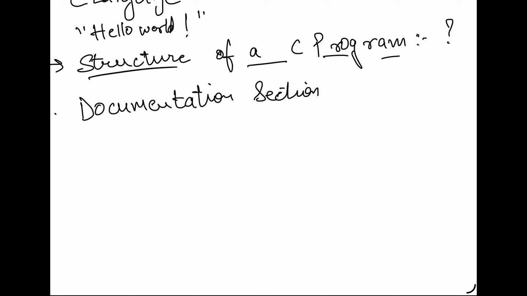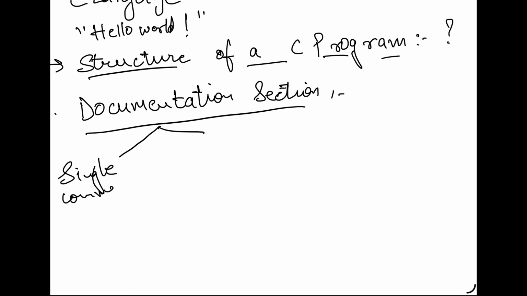In the documentation section, which is optional in C language, comments can be written to give descriptions about the program. A comment can be a single line or multiple lines. Single line comment or multiple line comment can be used like this.